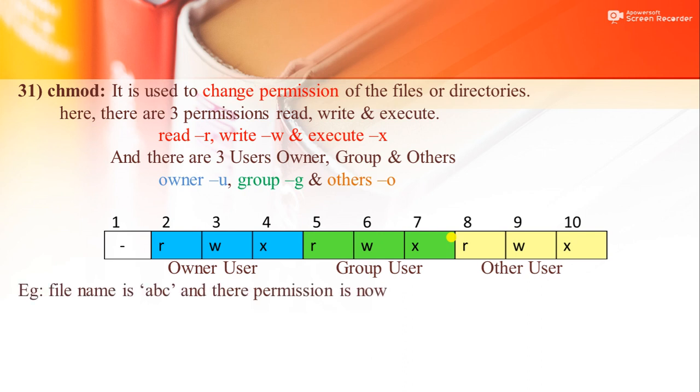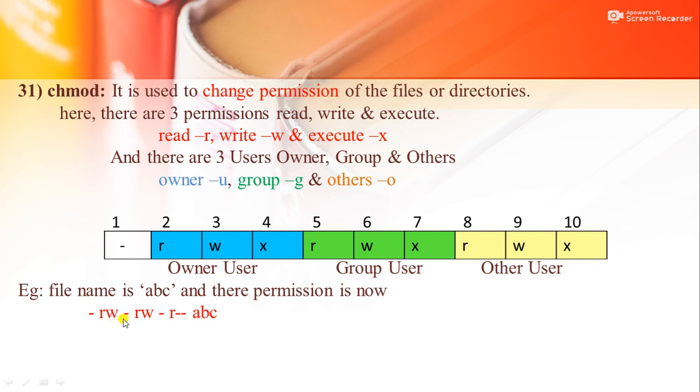Over here I have taken ABC as a file name, and its permission is: owner gets -rw-, group gets rw-, and others get r--. Over here you can see -rw- represents that the owner has permission of read and write, and not for execution. For the group, it has read and write, and not execute. And for the others, they have only one permission, that is read, not write and not execute.